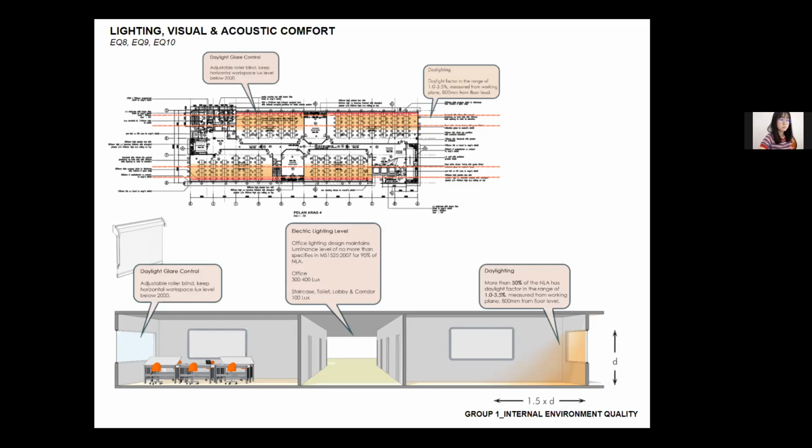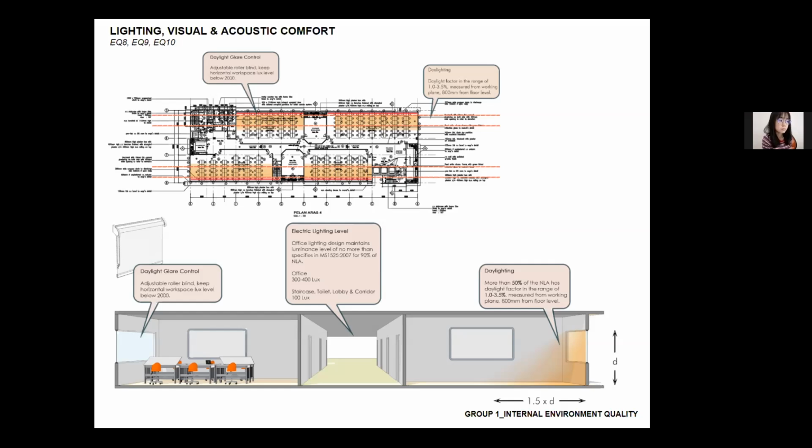And then the second one is the electric lighting levels. So this one is also based on the requirement. For office is 300 to 400, and then for staircase it's all 100. You just need to make sure it fits. Yeah. You can already get the marks.